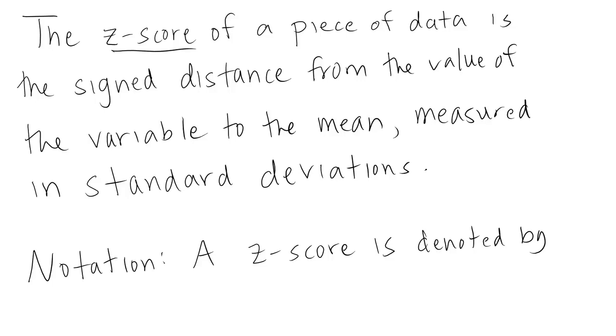We're going to make this a guessing game. Let's see if you can get it. A z-score is denoted by anyone? Anyone? Yep, z. We use the letter z to represent a z-score. So how do you calculate a z-score? Well, it's a signed distance from a value of the variable to the mean. We already know how to do that. You take the value of the variable and you subtract the mean, deviation from the mean. But how do you measure it in standard deviations? Well, you divide by the standard deviation.